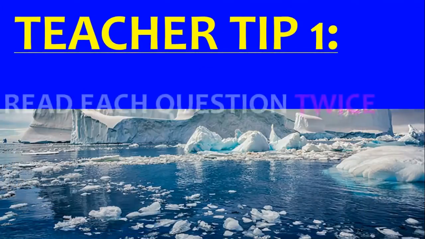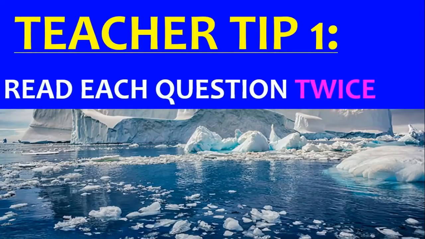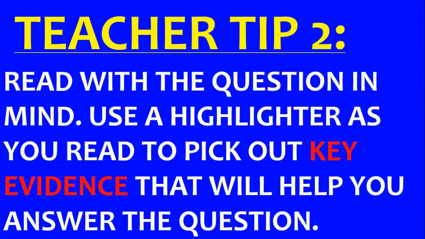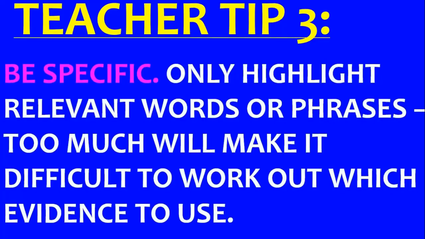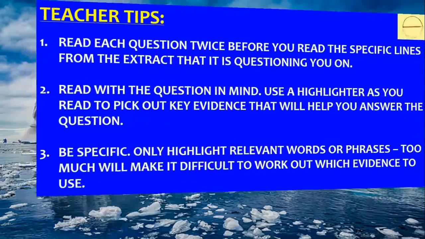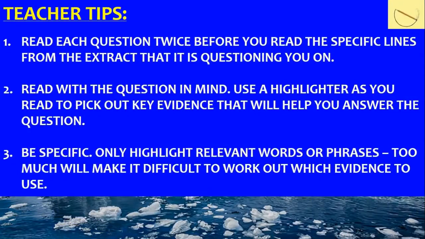Number 1. Read each question twice. So I know this seems simple, but a lot of people might get the wrong end of the stick. You might make a mistake about what's needed in the question. So read each question twice. Number 2, read with the question in mind. Use a highlighter as you read to pick out key evidence that will help you answer the question. Teacher tip 3, be specific. Only highlight relevant words or phrases. Too much will make it difficult to work out which evidence to use. And there you go. So pause if you want to write down my teacher tips.